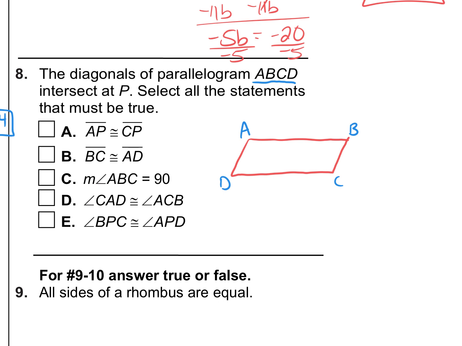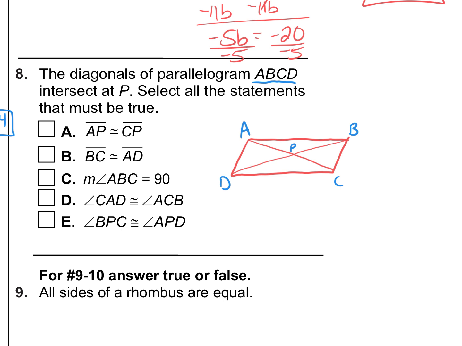And then what are diagonals? They are the ones that go through the shape and cross each other. Yep, so here's my diagonals. They intersect at P. Okay, so there's my picture. Now we can go through all the options and select all that are true. So, is AP congruent to CP?